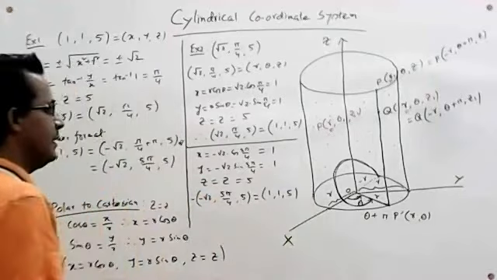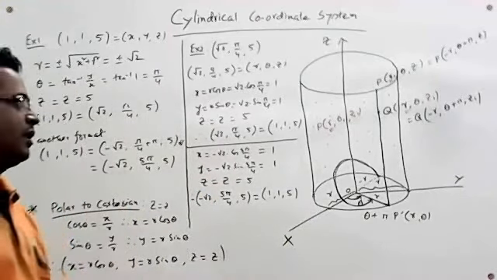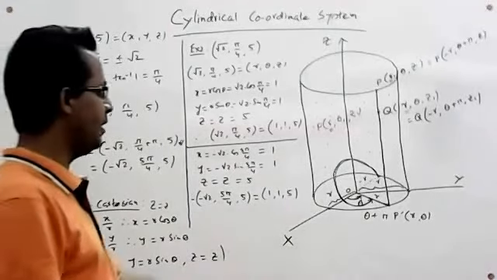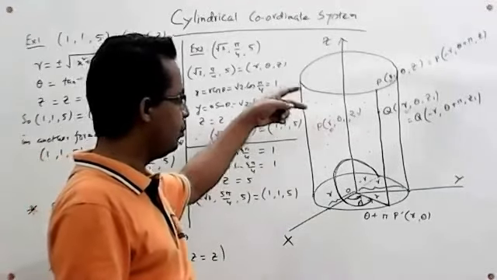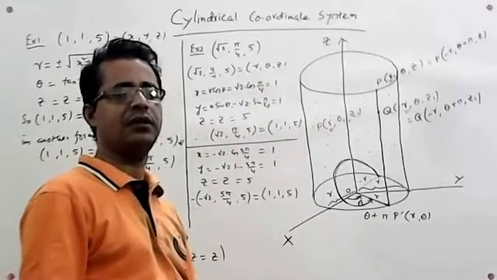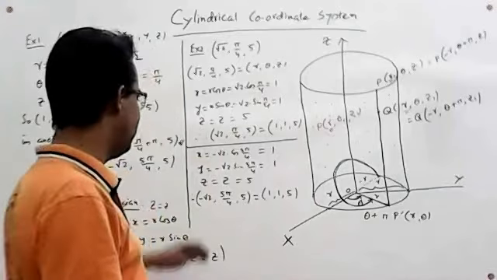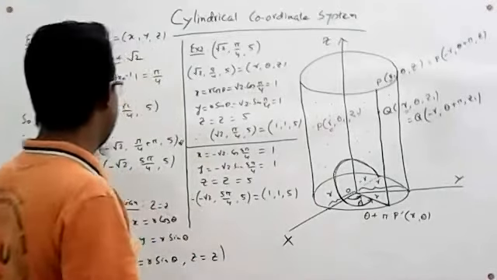So we can easily say that in the cylindrical coordinate system, the representation of a point can be in two ways. In two methods we can describe or locate a point in the cylindrical coordinate system, and this is the proof for this result.